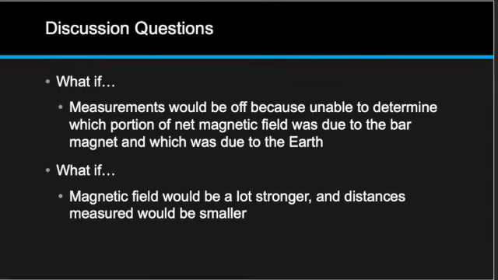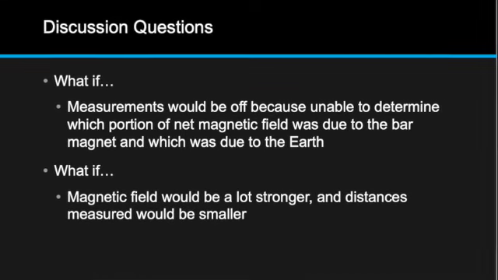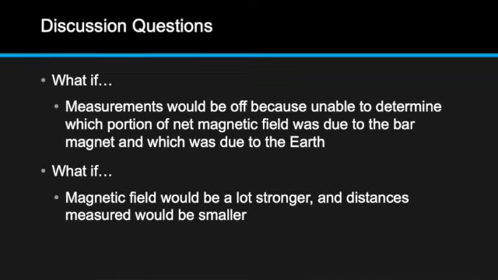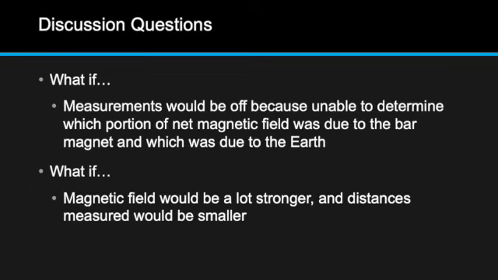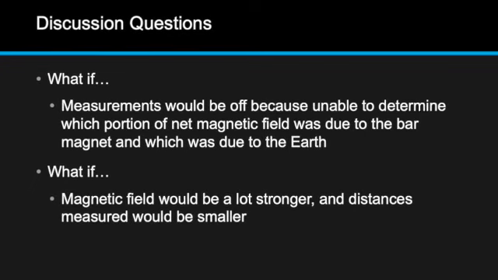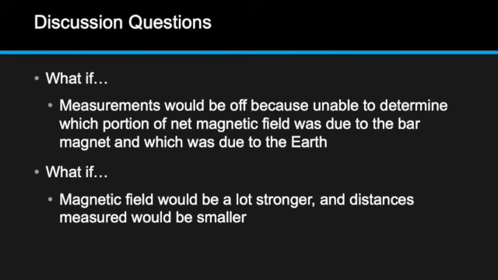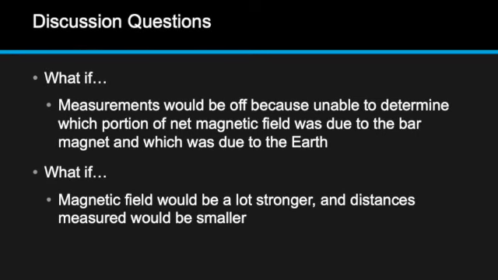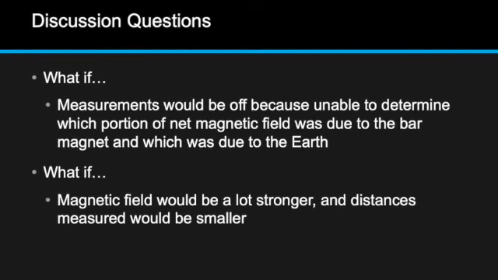Then the next question: what if you were to stick two identical magnets together end to end and run the experiment again? How would our measurements differ? Well, the magnetic field would be a lot stronger and the distances measured would be a lot smaller.